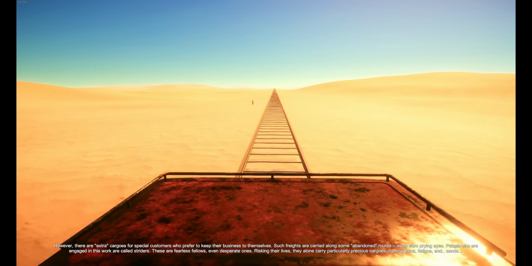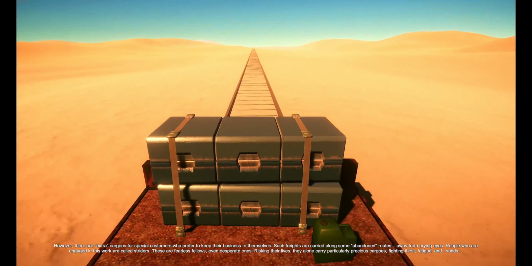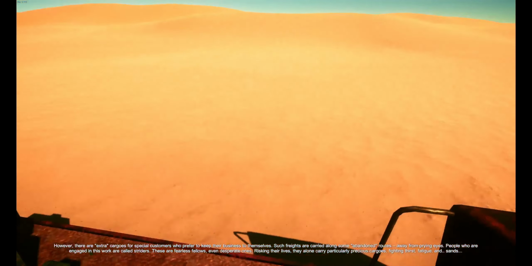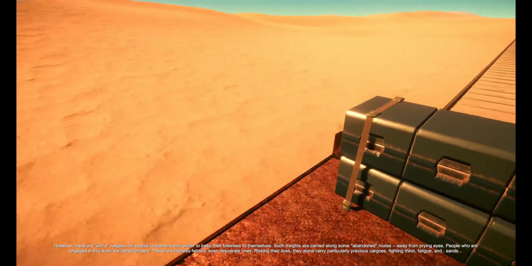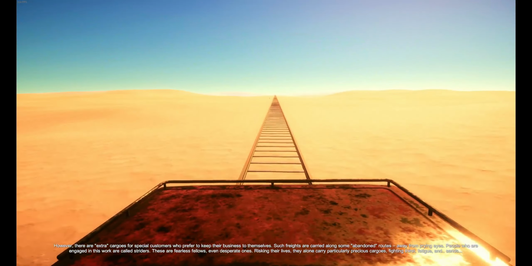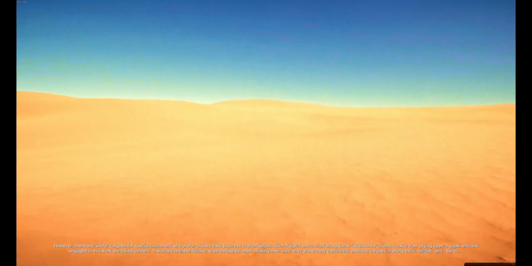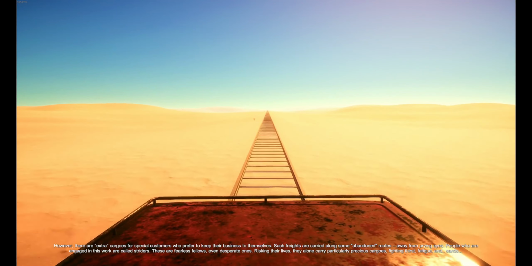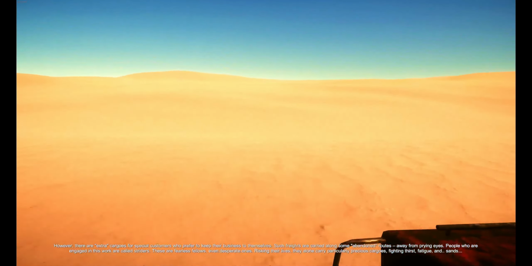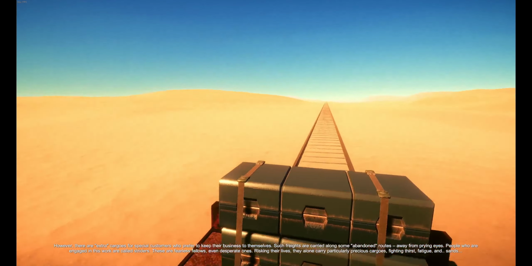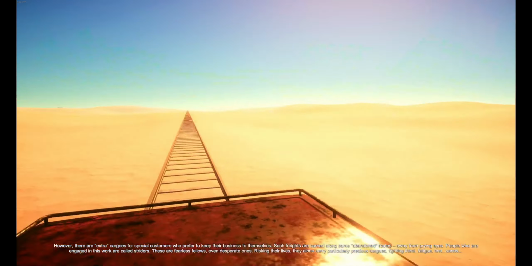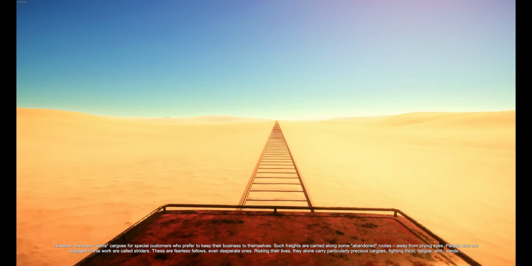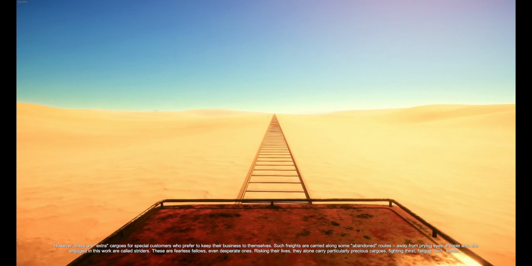However, there are extra cargoes for special customers who prefer to keep their business to themselves. Such freights are carried along some abandoned routes, away from prying eyes. People who are engaged in this work are called striders. These are fearless fellows, even desperate ones. Risking their lives, they alone carry particularly precious cargoes, fighting thirst, fatigue, and sands.